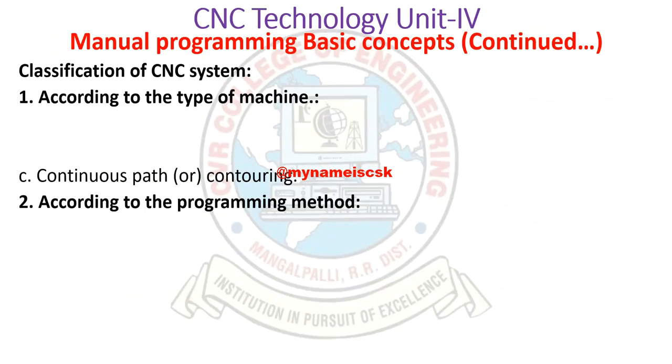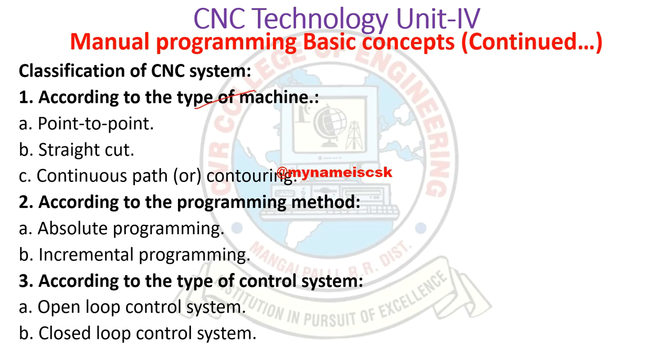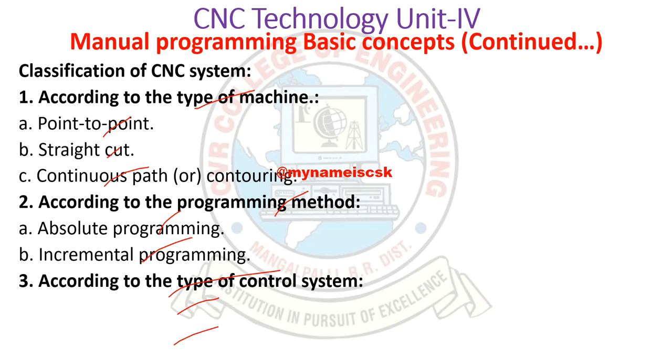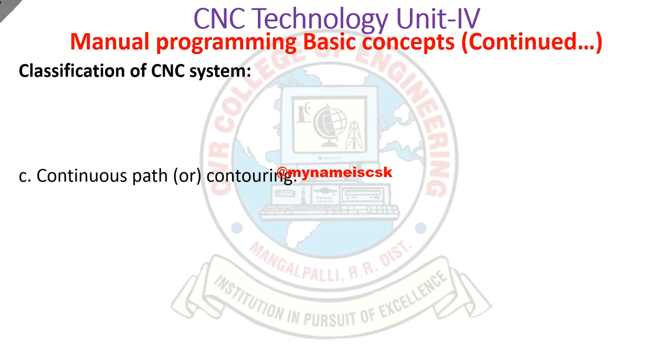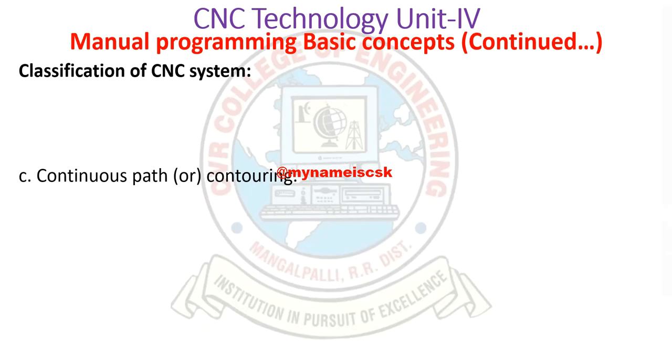Next, classification. First classification, according to the type of machine used, we use two types: point to point and straight cut, and continuous path. According to the programming method, we use absolute programming and incremental programming, and according to the type of control system, we use open loop control system and closed loop control system. So these things we'll be learning in this topic.